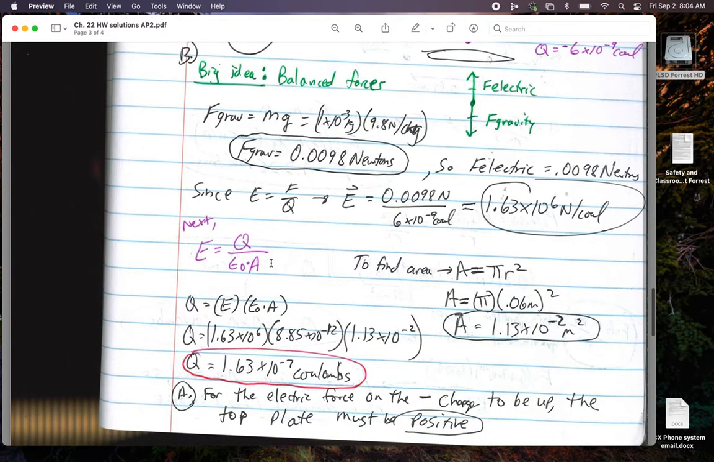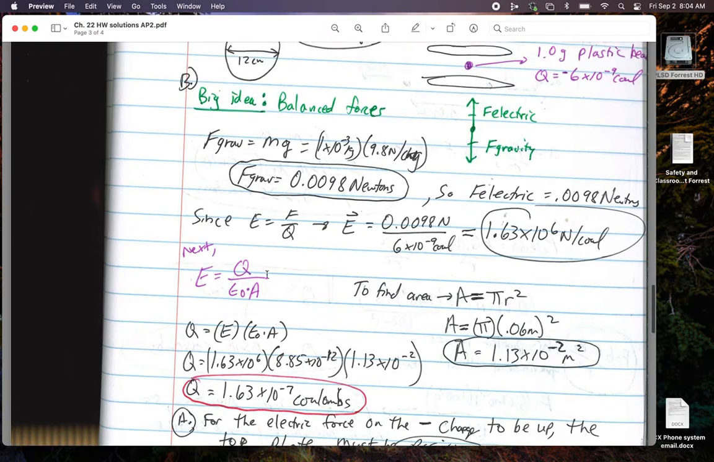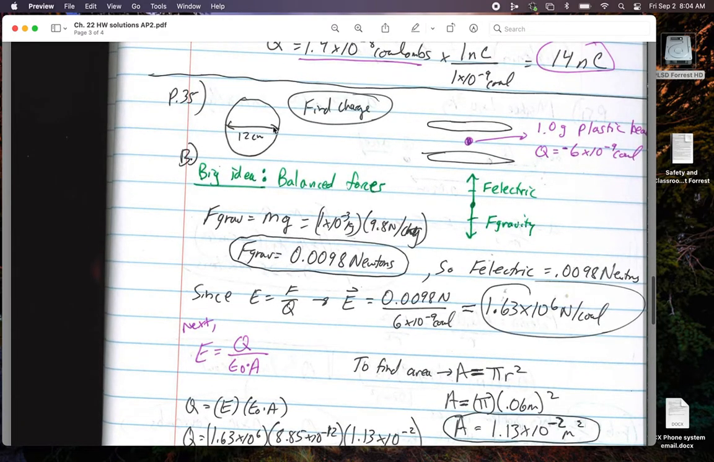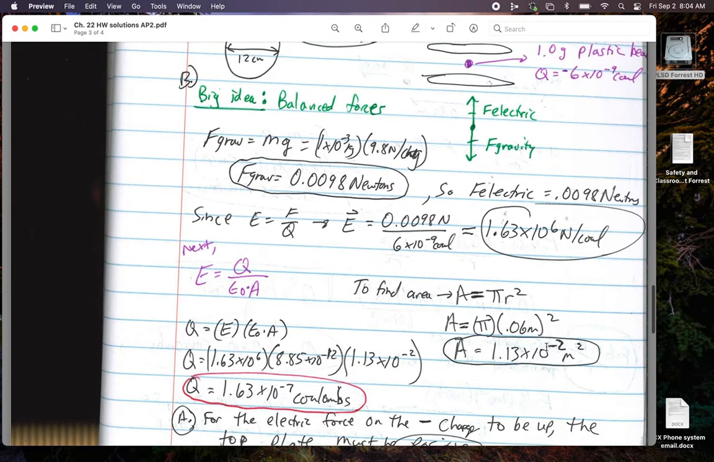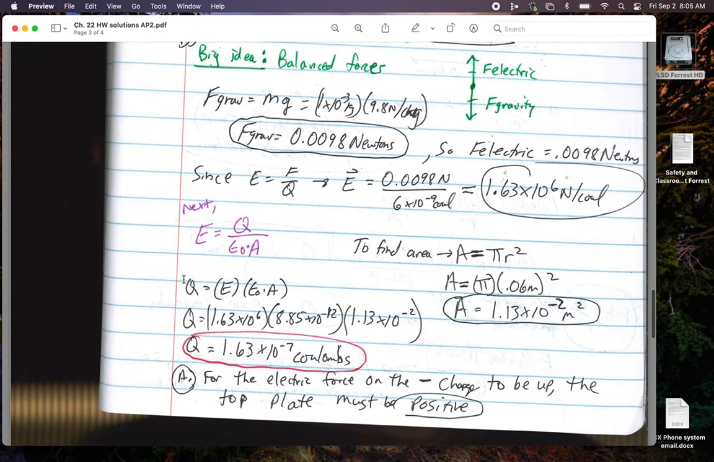So Q is something that I'm looking for. I know E. I know vacuum permittivity because it's a constant. The area of the plate, well, they gave me this as a 12 centimeter diameter. So the area of a circle is pi r squared, but r is half of this, and it should be in meters. So pi times 0.06 meters squared, so that's my area. So I rearrange this in order to get the charge. That's the charge on each plate.